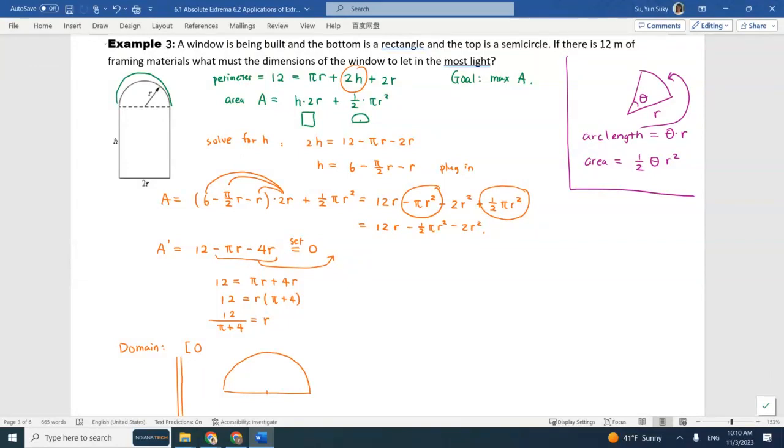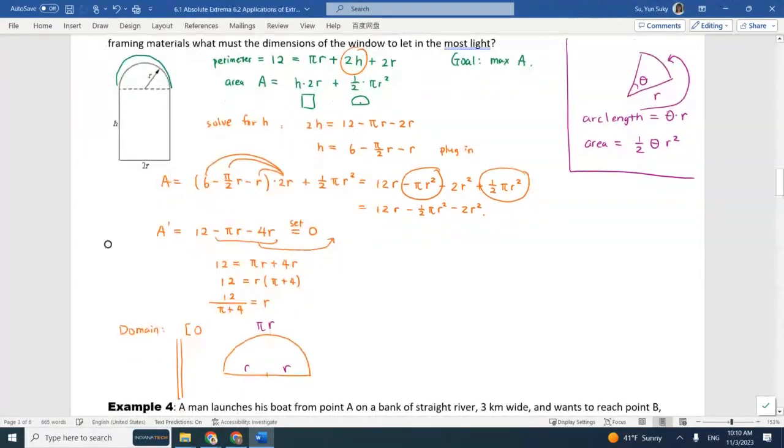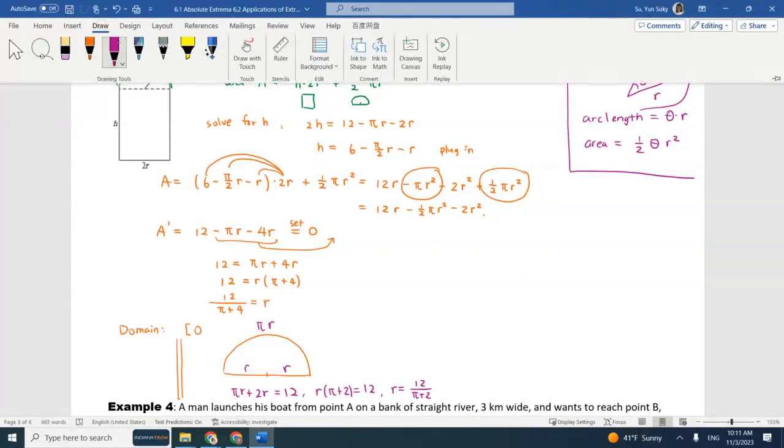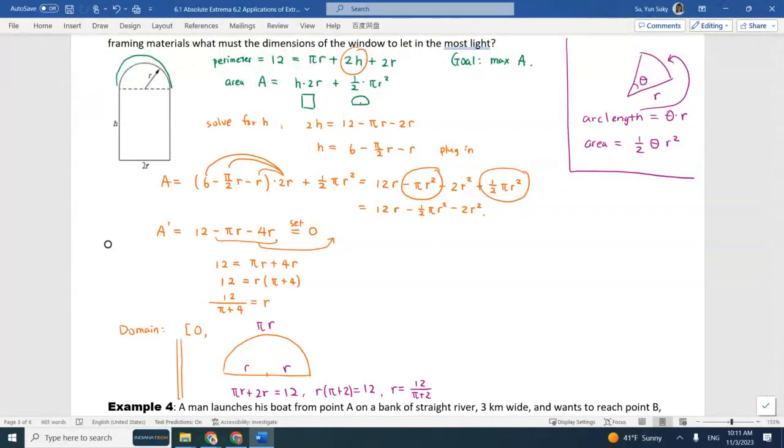That's why here my angle is pi. So the length is pi r. So this is pi r. This is r. This is r. So we get pi r plus 2r. That's all the framing materials. That's 12. Therefore, you can factor out r on the left. Pi plus 2 is 12. And r is 12 over pi plus 2. This is the maximum r. So your domain is from 0 to 12 over pi plus 2.